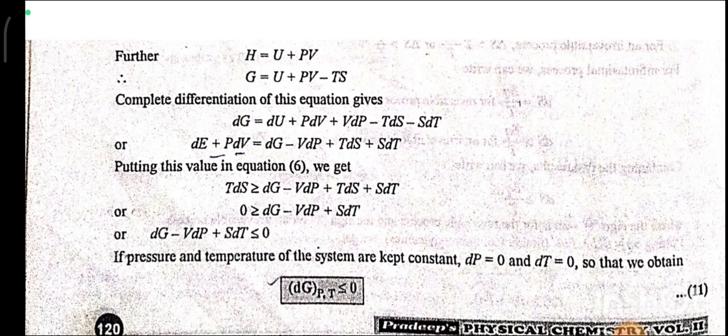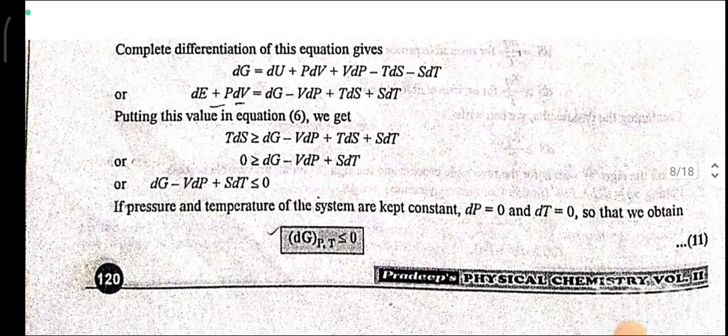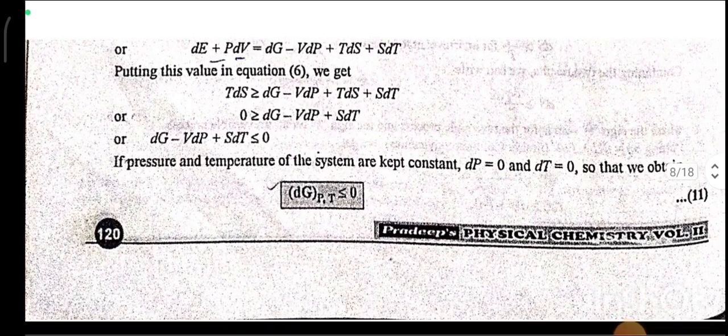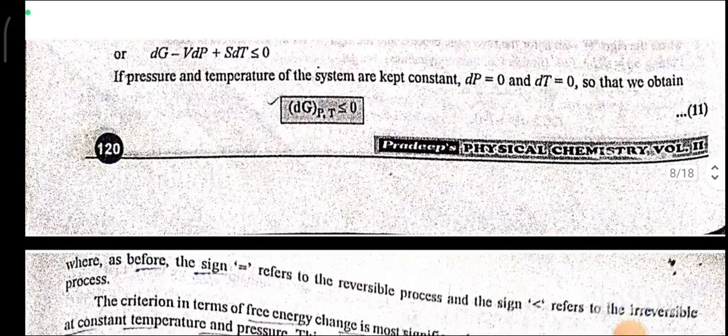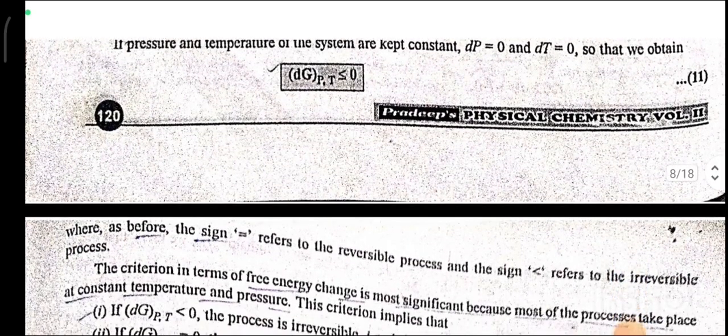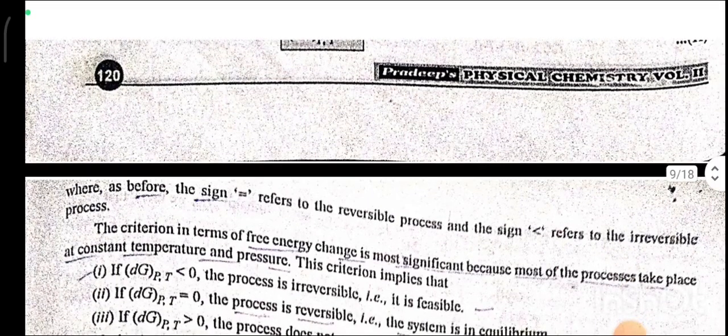Putting this value in equation number 6, we get TdS is greater than or equal to dG minus VdP plus TdS plus SdT. 0 is greater than or equal to dG minus VdP plus SdT. dG minus VdP plus SdT is smaller than or equal to 0. If the pressure and temperature of the system are kept constant, dP is 0, dT is 0, then dG at constant T and P is smaller than or equal to 0.